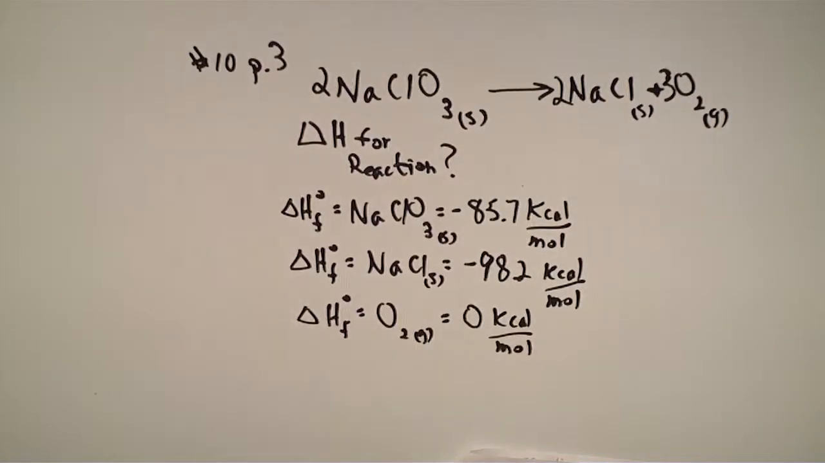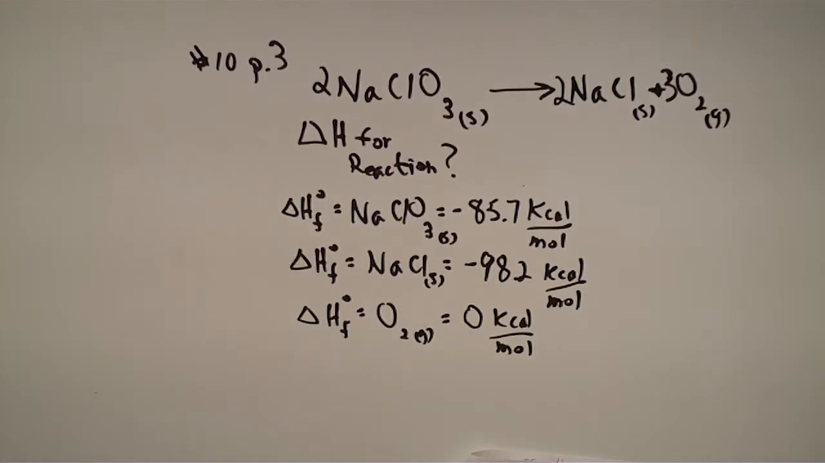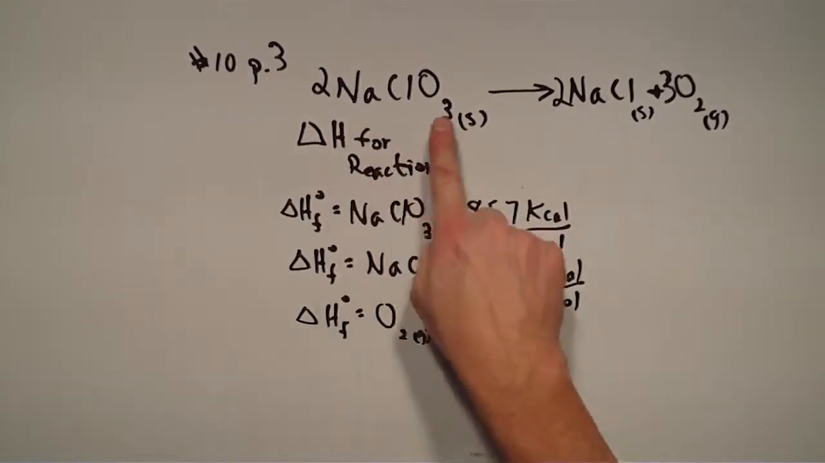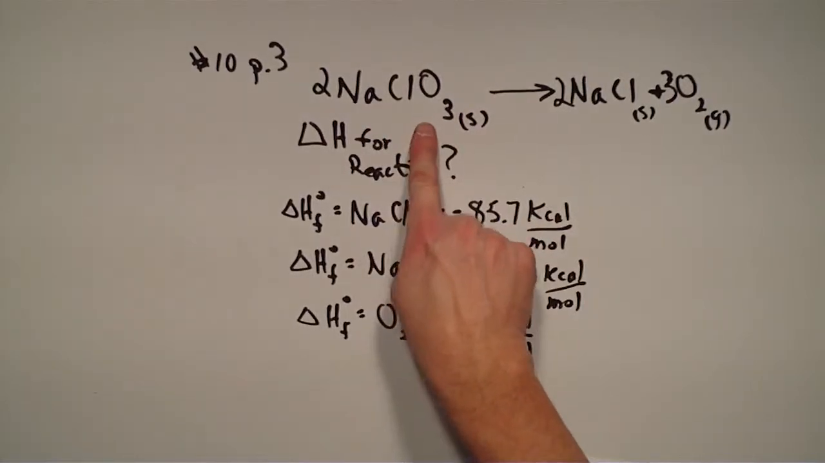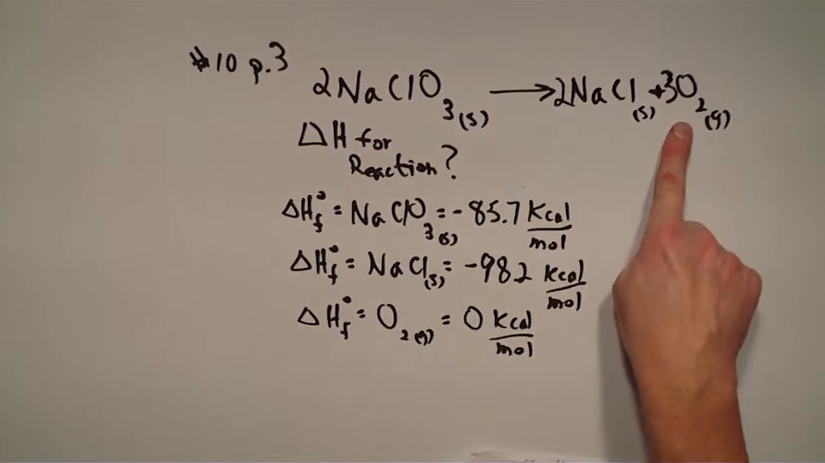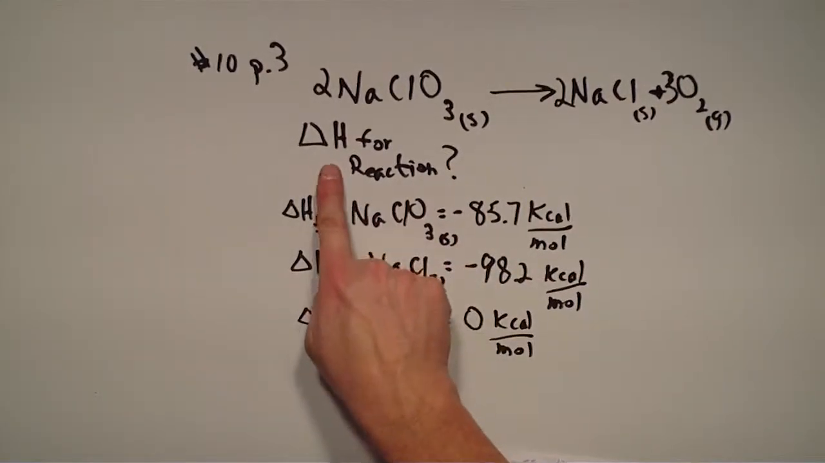This is number 10 on page 3 of the packet. This problem says that the decomposition of 1 mole of sodium chlorate, notice the reaction, I wrote it out for you here and I balanced it. Sodium chlorate decomposes into sodium chloride and oxygen gas. And we're going to try to find the delta H for this reaction.